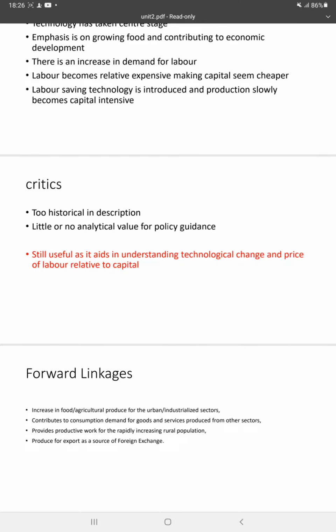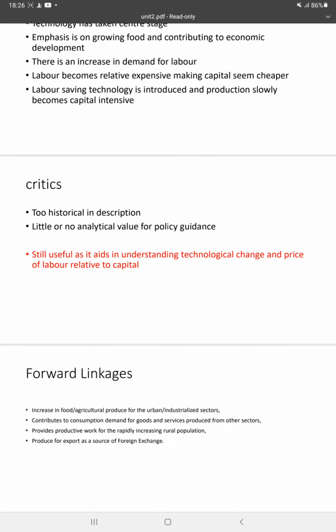What are some of the changes that policy evolution would have contributed? But again, on the other hand, we can think it was good because, despite being too historical and having no analytical value for policy guidance, it was still useful as it aids in understanding technological change and the price of labor relative to capital.